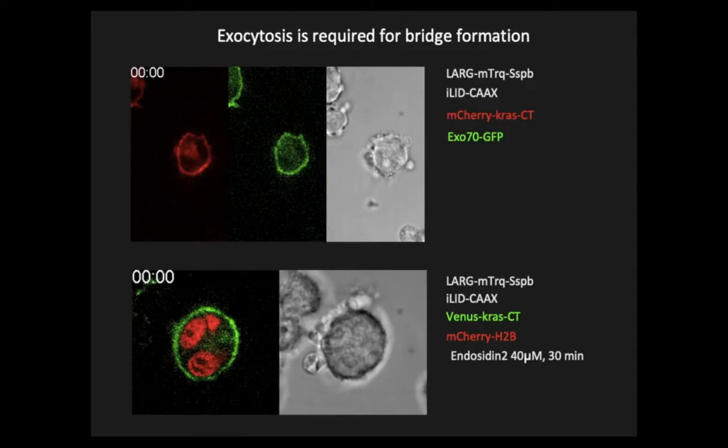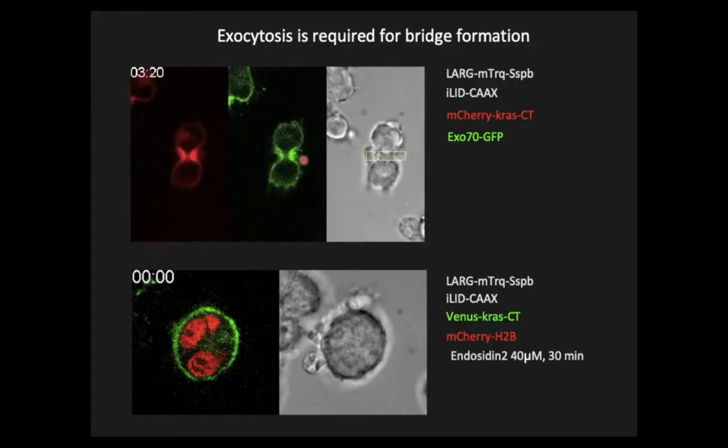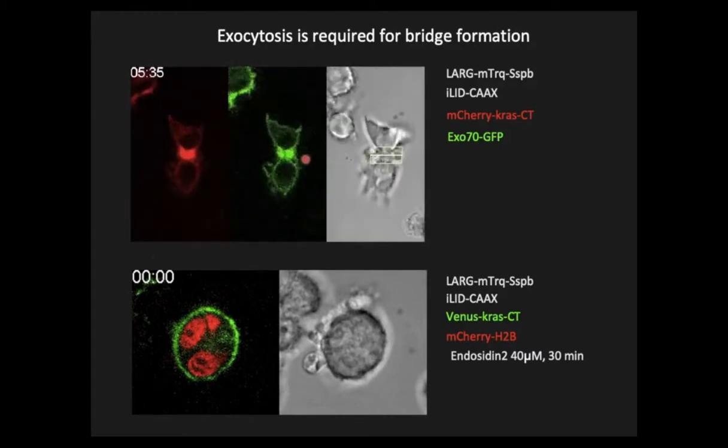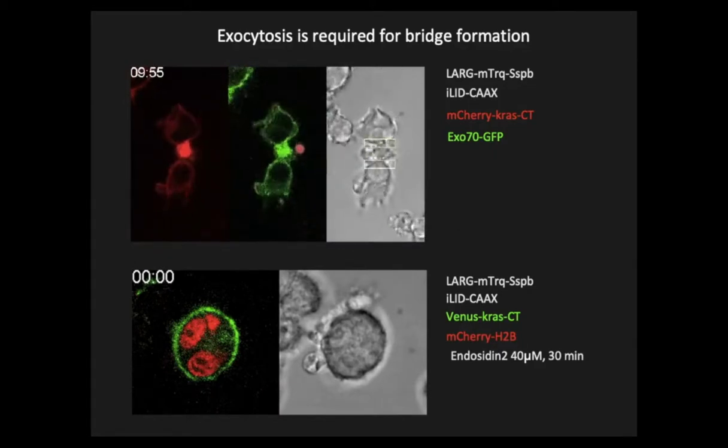Another exocytic marker that we used was Exo70, which is part of the exocyst complex, and it is involved in the last step of exocytosis before membrane fusion. In the first movie, as you will see, in the red channel we have a membrane marker. In the green channel, we have Exo70. After furrow formation, you will see that Exo70 is localized in the furrow and appears in the intercellular bridge.